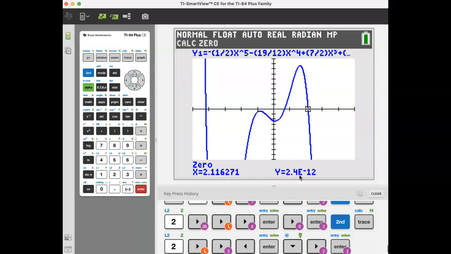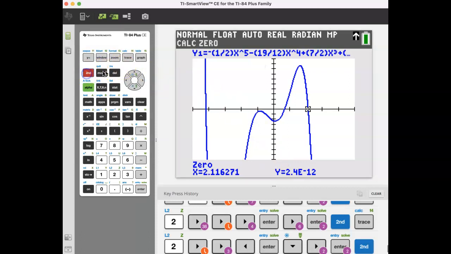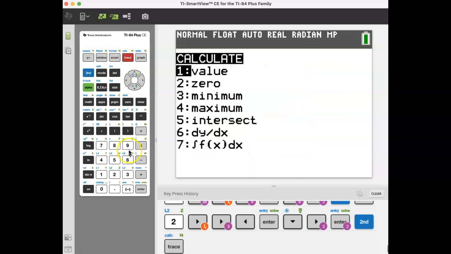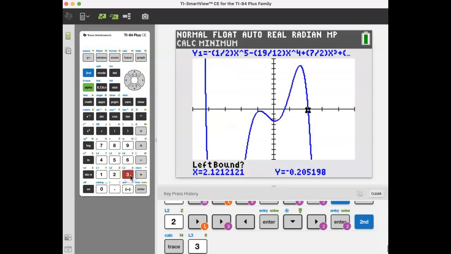Now the next things we need to find are the local min, local max, absolutes if they exist, and then the increasing and decreasing intervals. Now, for increasing and decreasing intervals, you need the x-coordinates of your maximums and your minimums. So let's find the first minimum on the left-hand side. I'm going to hit second trace, and I'm going to hit number 3 for minimum.